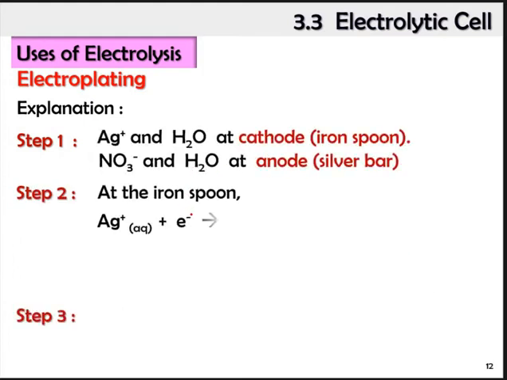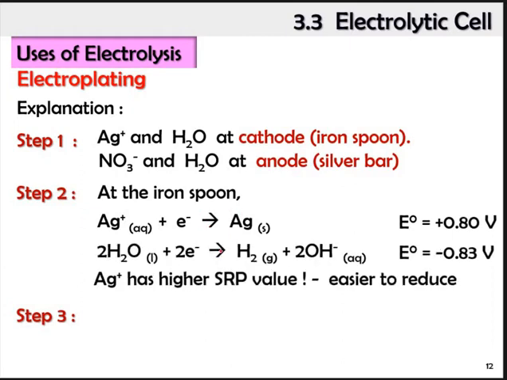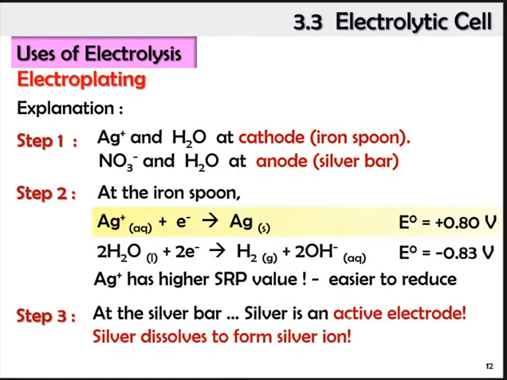At the iron spoon, yang ni kita pada cathode lah ni. Pada cathode kita nampak yang kita akan pilih yang more positif. Pada anode, silver bar tadi disebabkan dia adalah active electrode, kita akan pilih dia untuk discharge. So lama-lama dia akan terhakis, become thinner. So dia akan menyebabkan silver ion concentration dia akan bertambah.